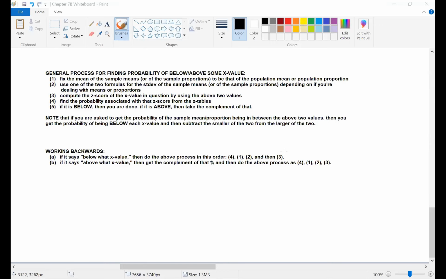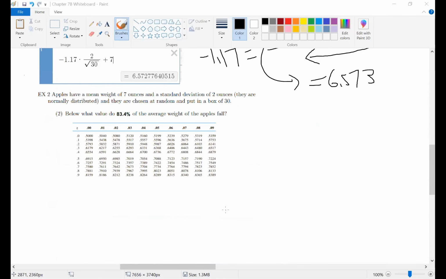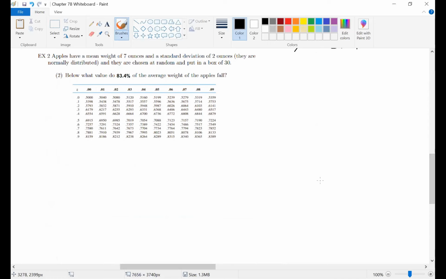So now that you have this, I'll give you one to do on your own. And that will be our last example. And then we will be done with chapter 7 and out on time. So here's the last one. You'll notice because it says below, you don't have to use the complement law. So I will give you about a minute or two to work on this.